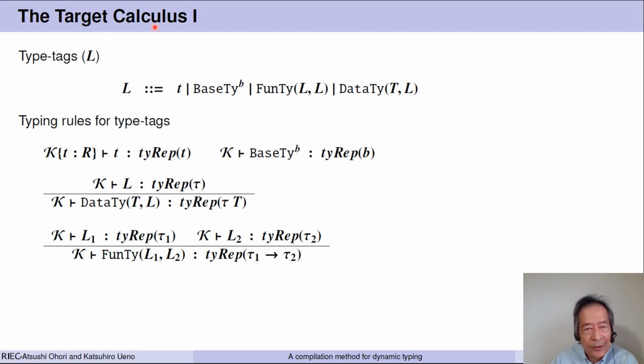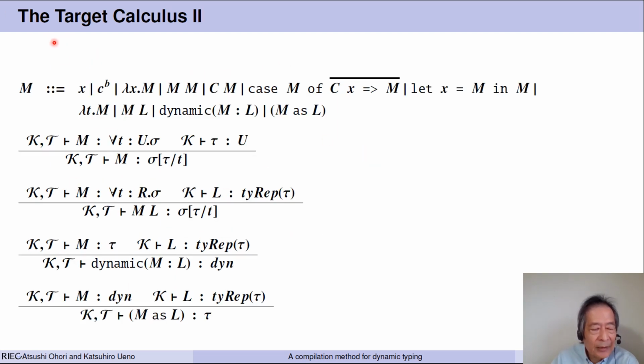The second stage is the definition of the target calculus. We need to define type tags, and a type tag L contains a variable. This is a variable in this language, and a type tag has a type with a singleton type, right? So using type tag typing, now we define term typing, and for example, dynamic has this kind of typing rule, that L has this singleton type ty_rep of tau, of this type tag, right?